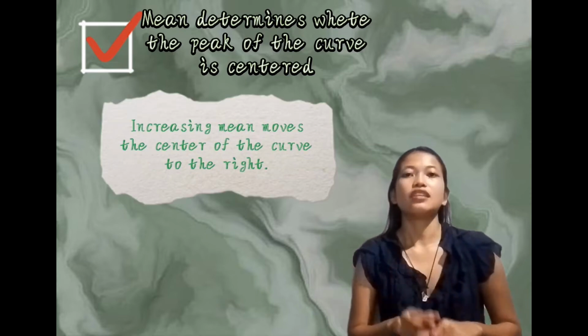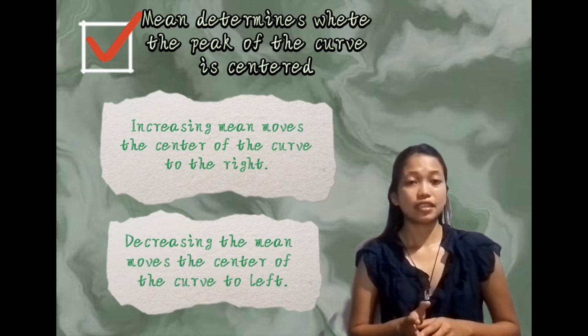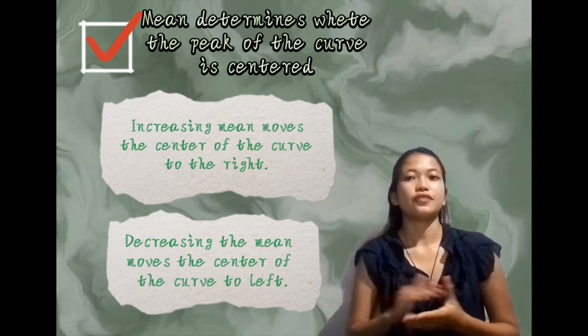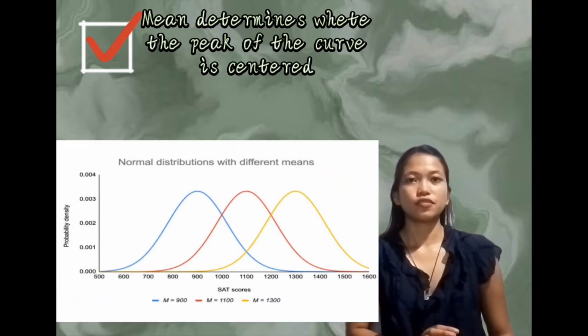And note that increasing the mean moves the curve to the right, while decreasing it moves the curve to the left. And this is how it will look like. Refer to the figure.